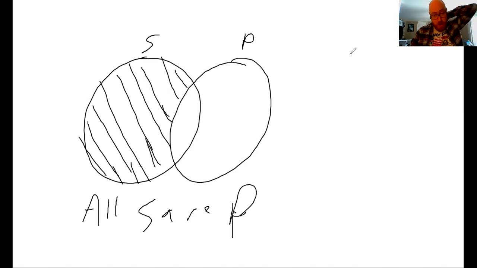So to mark all S are P, you shade the region where there could be S's that are not P. So the only place where there can be any S's is here in region 2. Since that's the only place where there can be any S's, this means that if there are any S's at all, they're all going to be P's. So all S are P.